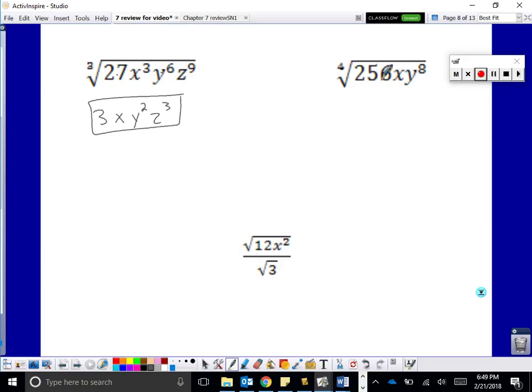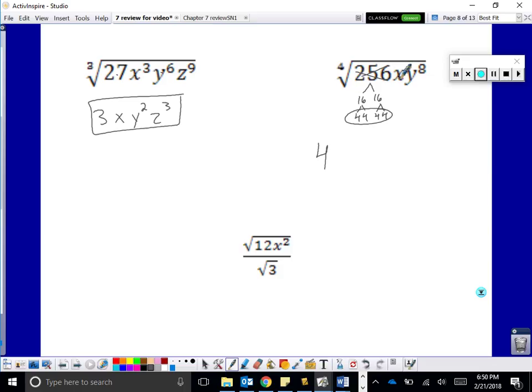If I'm doing the 4th root of 256 xy to the 8th, again, do each piece. So if I take the 4th root of 256, if you don't know that one, that's 16 times 16, which is 4 and 4. And 4 and 4. I'm looking for groups of 4. I have that with nothing left, so I can bring 1 4 on the outside. Okay, so that takes care of my 256.